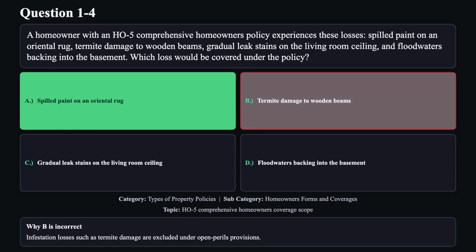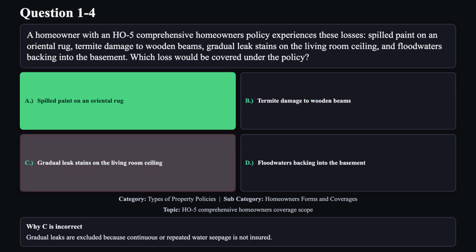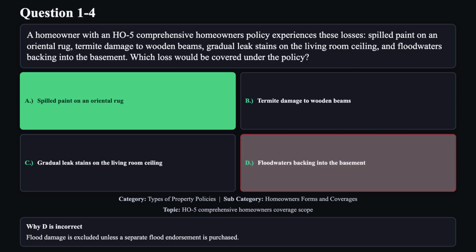Reason B is not correct. Infestation losses such as termite damage are excluded under open perils provisions. Reason C is not correct. Gradual leaks are excluded because continuous or repeated water seepage is not insured. Reason D is not correct. Flood damage is excluded unless a separate flood endorsement is purchased.